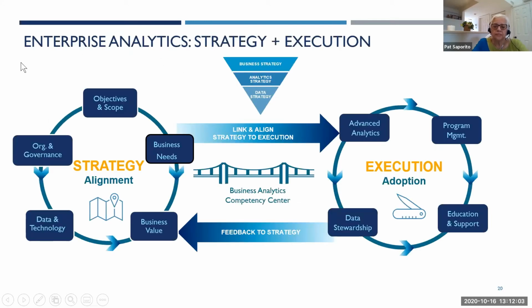This is from my book, but this is something that I've used for many years. I use this with the SAP clients in insurance and in many industries, talking about having an enterprise analytics perspective. Really, effective enterprise analytics capabilities require both strategy and execution. And I use this triangle going from your business strategy to your analytics strategy to your data strategy. On the left, you see this wheel saying the strategy, and it's got 5 key elements here.